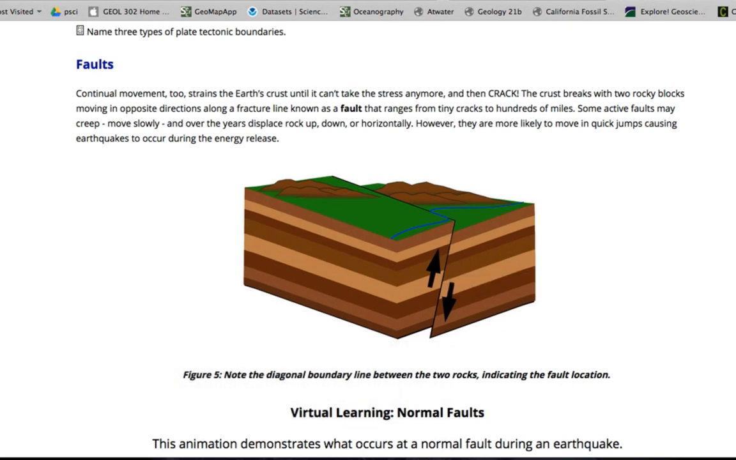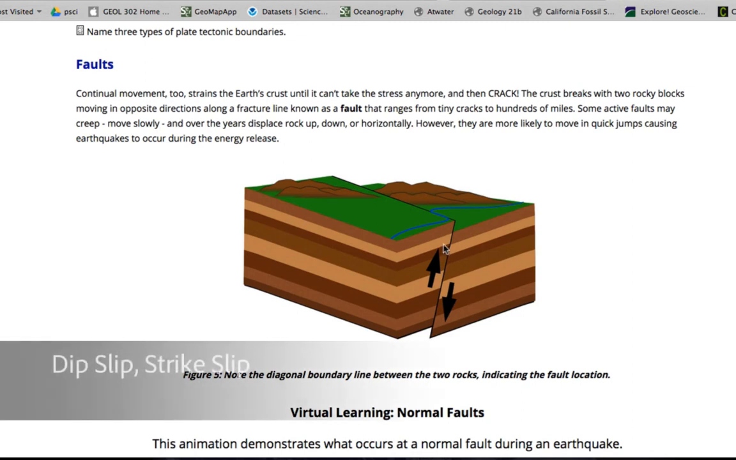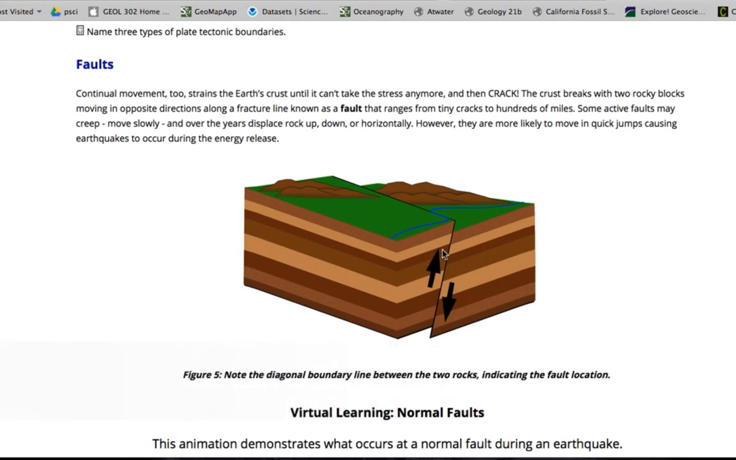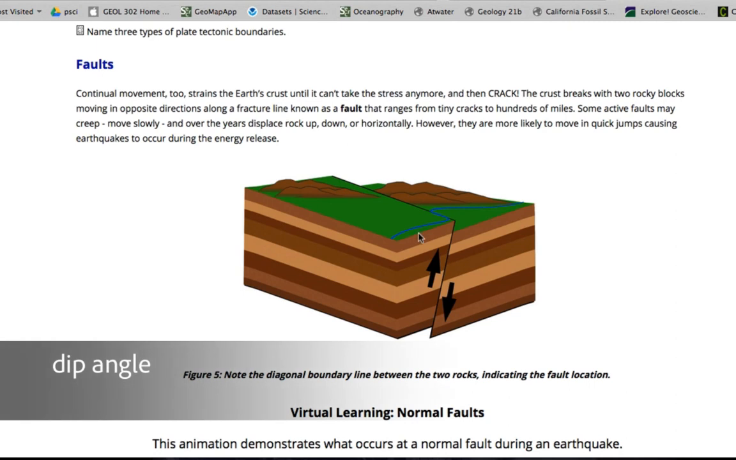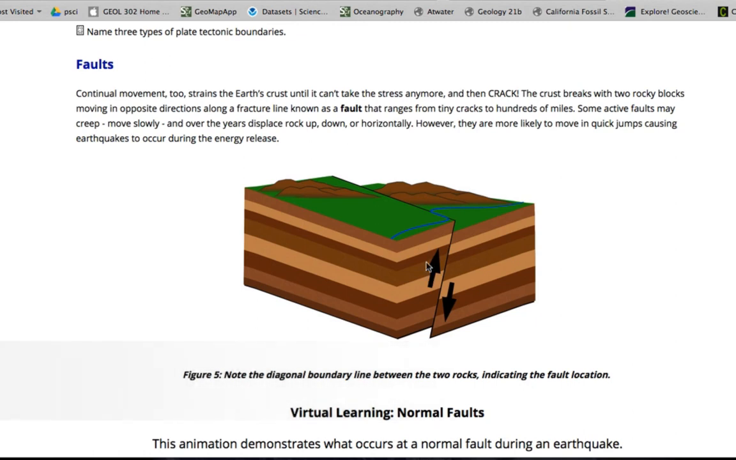And when we look at faults, there's really two fundamental types. There's one that's slip in the direction of dip. So dip is this angle from the horizontal here down to the geologic fault zone, right? So this angle here would be the dip angle. So it's dipping or inclined. And note that this particular fault is slipping in that dip direction. So one type of fault is a dip-slip fault.